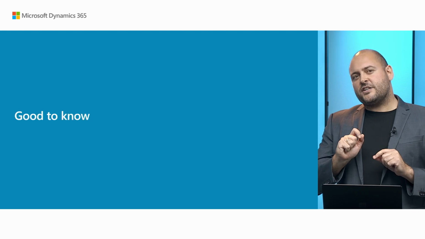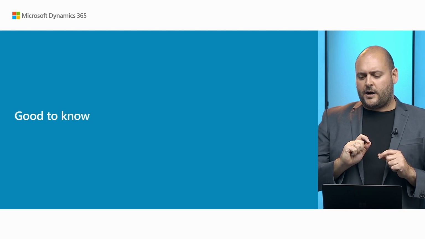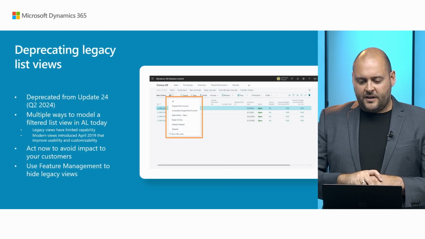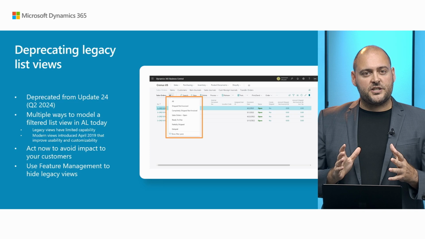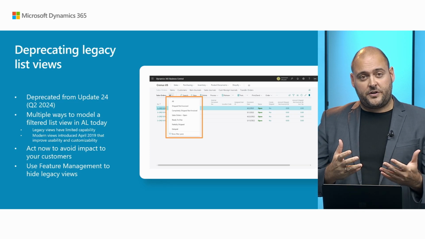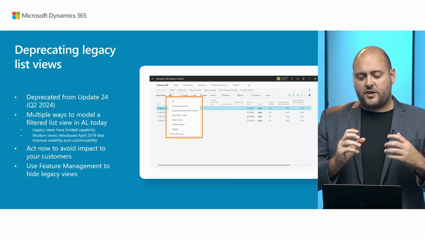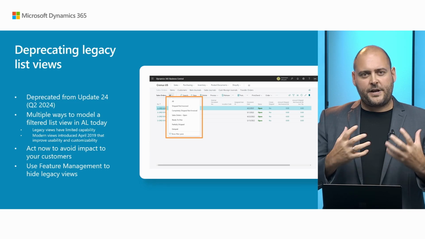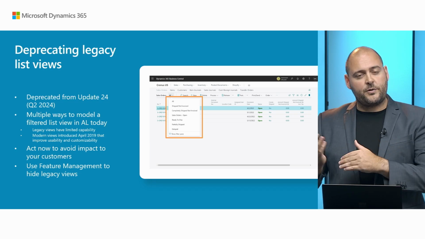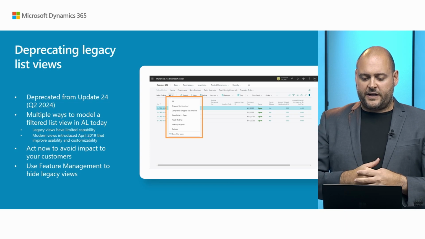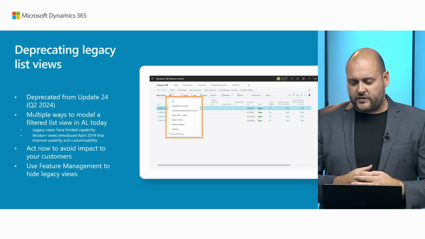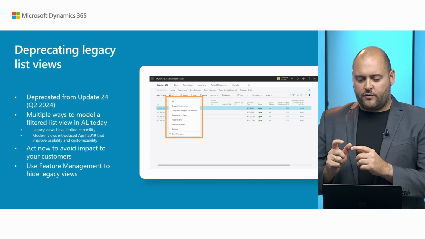Now, before we get to the next section, just want to take a minute to share a few things related to the web client that I think are really good for you to know. About a year ago, we announced that legacy list views are going away. We're deprecating legacy list views in update 23 is what we said back then. That's the older model in AL of creating a filtered list, and you'd have to bake that into your role center, or you could create legacy list views through the UI in the past. But we'd like to give our community a little bit more time to act and migrate their legacy list views over to the newer model.